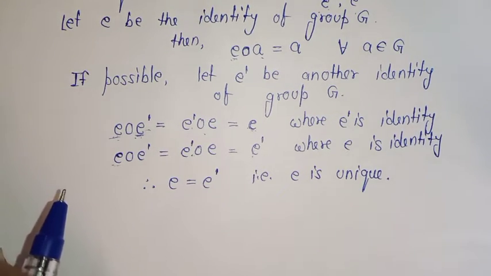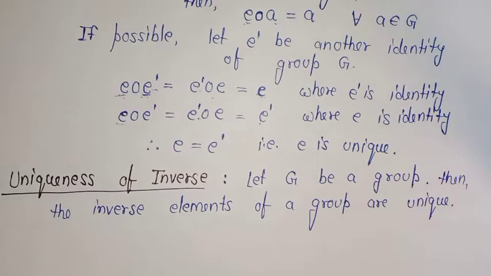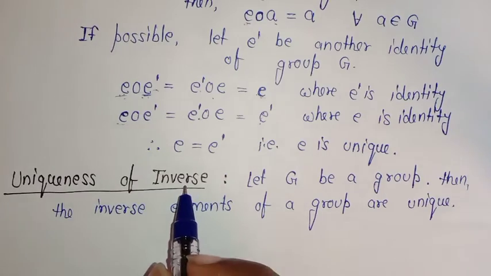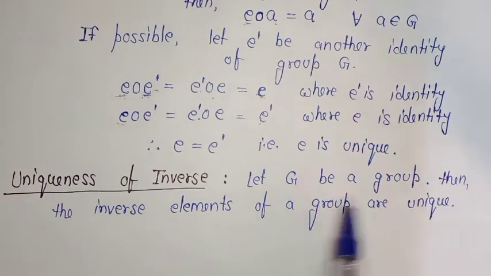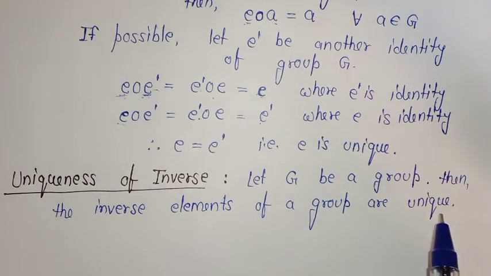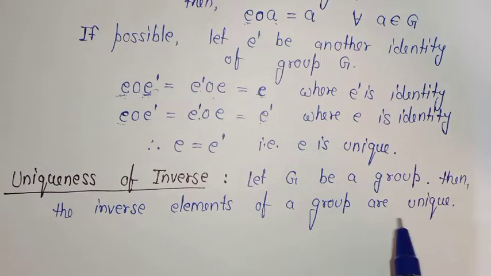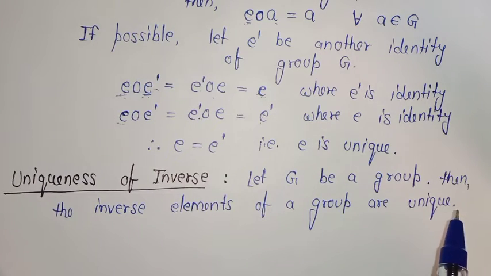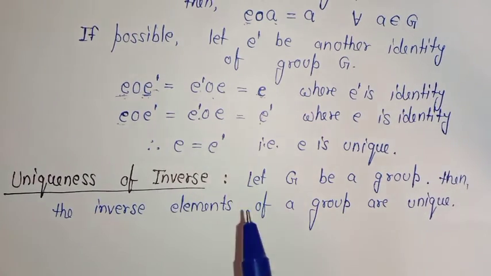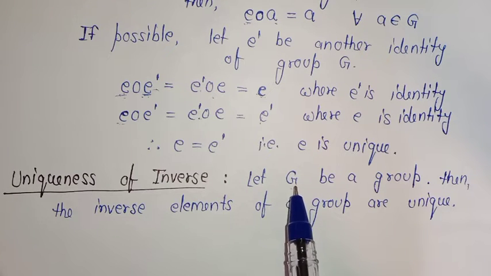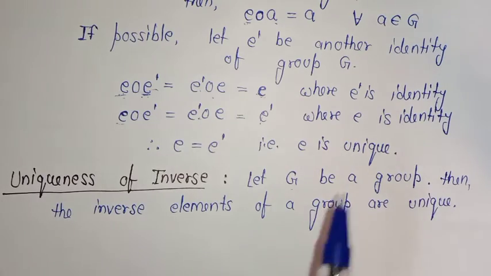Now we will discuss the uniqueness of inverse. The third property is uniqueness of inverse. That is, let G be a group, then the inverse elements of a group are unique. I told you in the property of existence of identity that for each element of the group G, there must exist a unique inverse for that particular element.